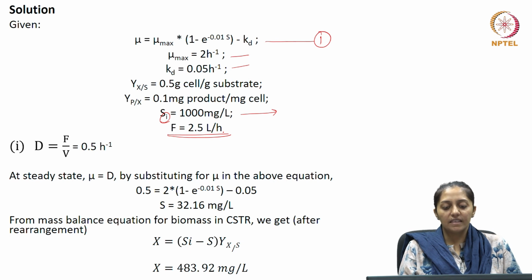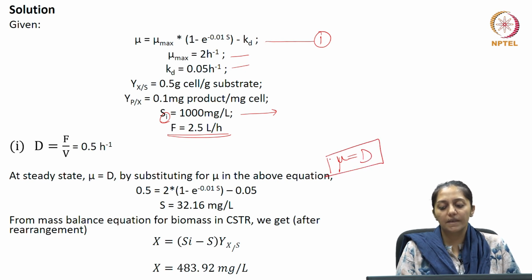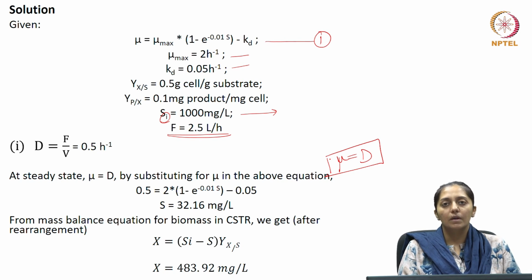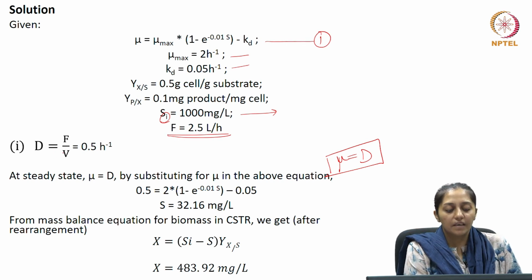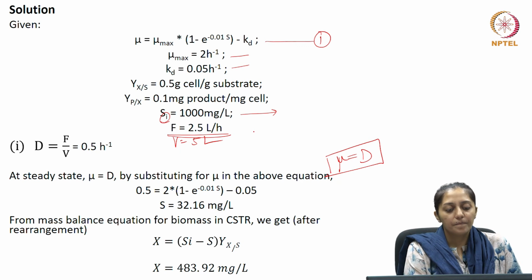Now we need to determine the exit substrate concentration. At steady state, we know that for a CSTR, when you do a mass balance for the biomass, we get the correlation between the specific growth rate and the dilution rate, which is mu becomes equal to D. Dilution rate in a CSTR is F by V, where F is the volumetric flow rate, V is the volume of the reactor, and here we missed out, what is given to us is also the volume, which is 5 liters. So if you do F by V, then it becomes 0.5 hour inverse as your dilution rate.